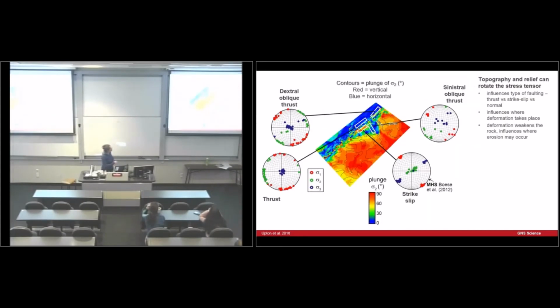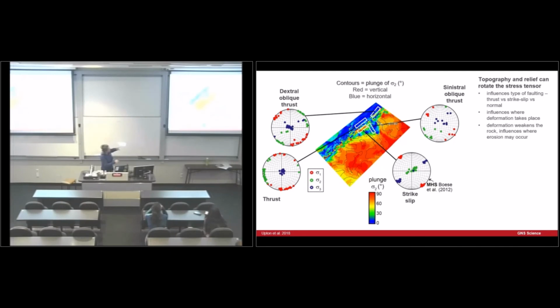Okay, just a couple more slides. Again, I'm throwing stereo nets at you. So this is a map view of the stress state. All I want you to see in this is that the red is what we would predict for a strike slip fault, or nearly strike slip fault, like the Alpine Fault is. So the red is what we would predict for that structure, and that's what it is mostly.